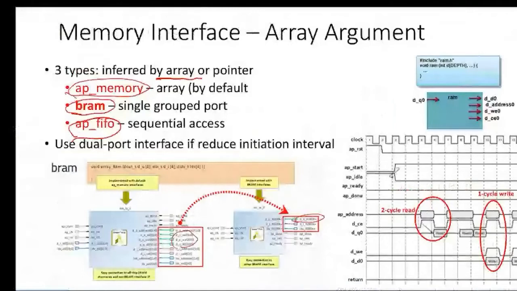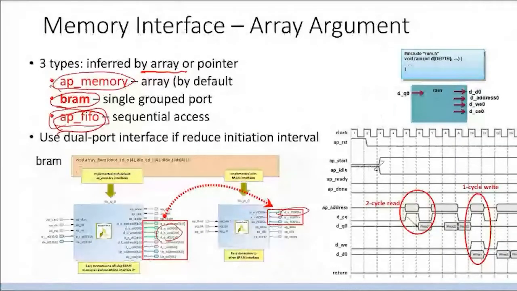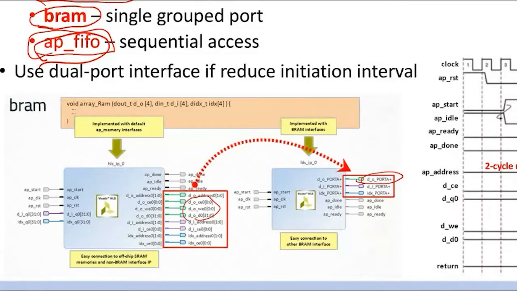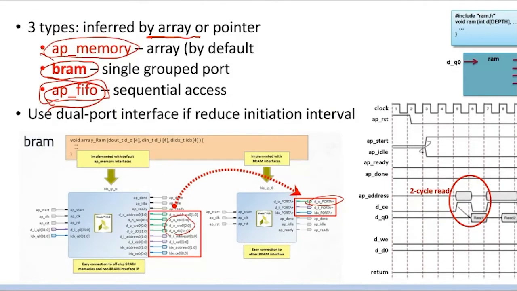Okay. So for the ap_fifo, the HLS will detect in your code if it's a sequential access. Then it will use the ap_fifo. The benefit of using the ap_fifo is that it doesn't need to provide an address, so you save the logic for the address generation. For memory, you have the address, so that needs certain logic to generate it, for example a counter that increments the address. Using the FIFO, you save the address generation logic.